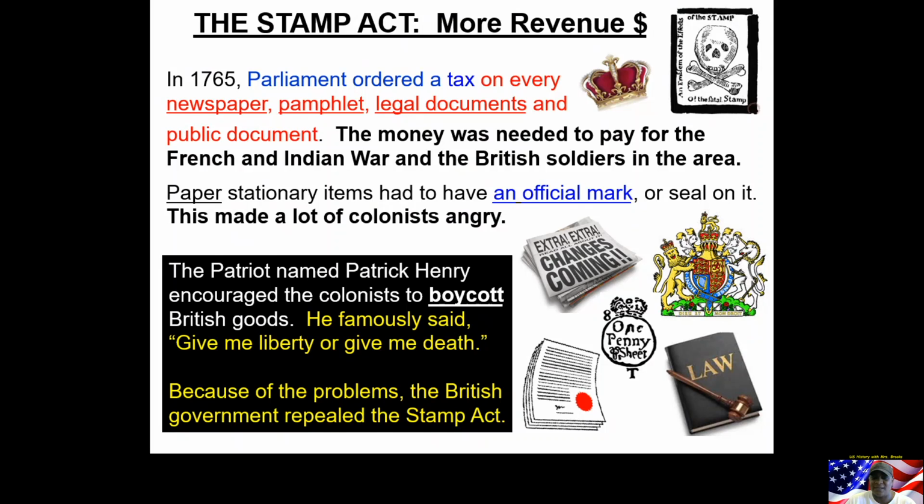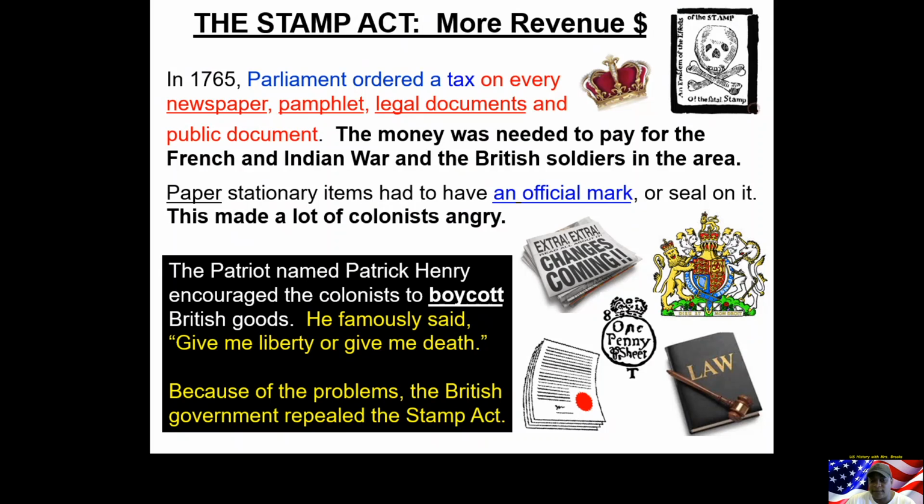So during this time, the king knows war is expensive. He just had a war. He's got to pay for that. So they come up with this brand new idea called the Stamp Act. Now, the stamp was like an official seal or a mark that will be placed on any type of legal document, maybe a pamphlet or a newspaper or some kind of certificate. Well, the government is now requiring a stamp be placed on that document to show that it's official.